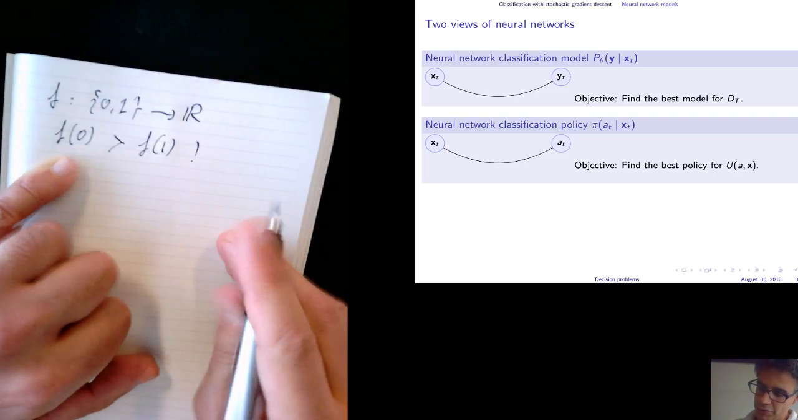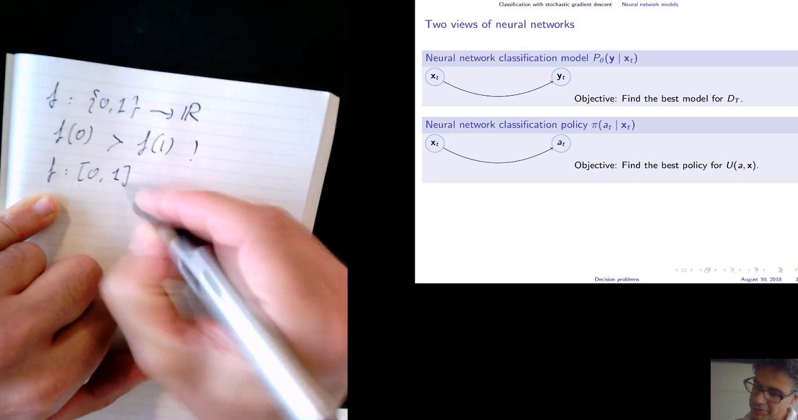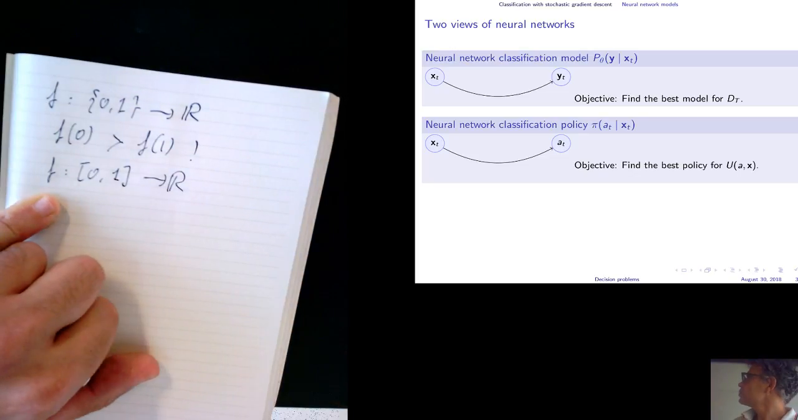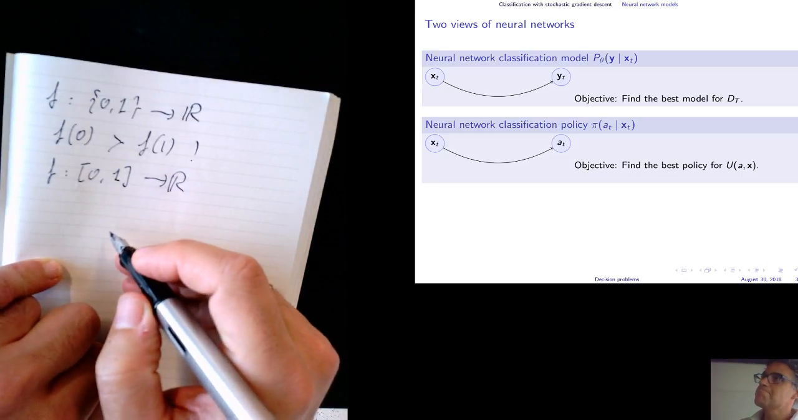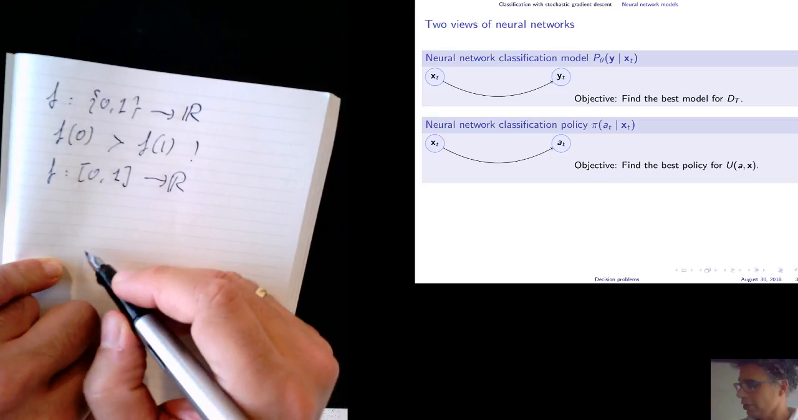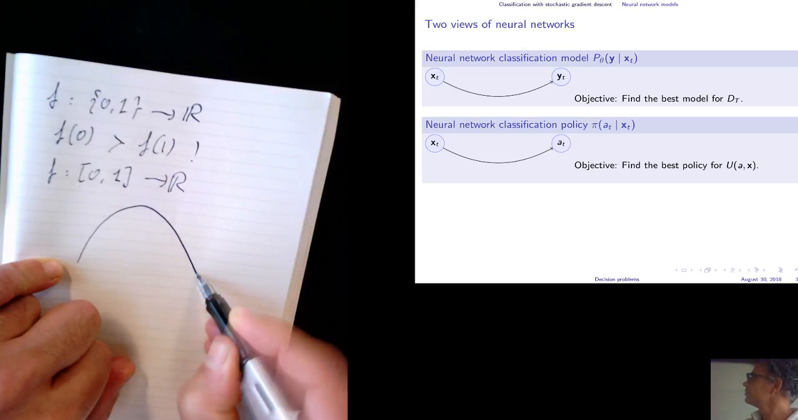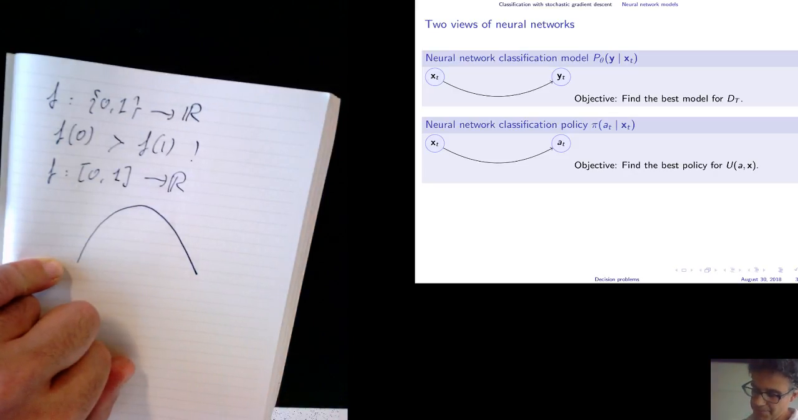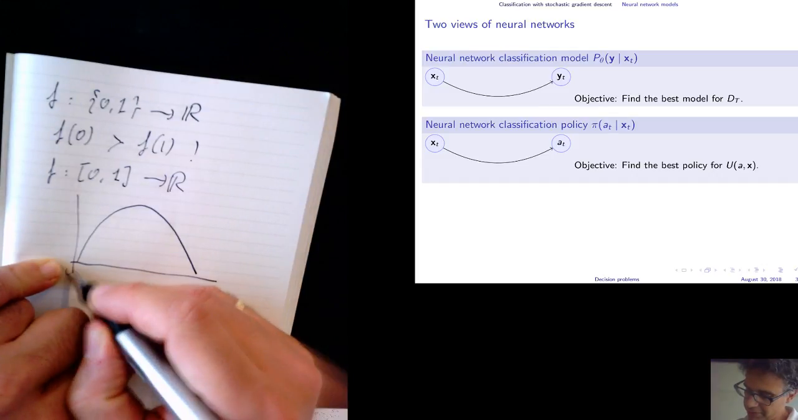But let's say the function is continuous, f from [0, 1] to the real numbers. Now, how do we find the maximum? We can take all the points, but there's an infinite number of them. Or you can use what is called a local algorithm. Let's assume that the curve is like this, concave, where 0 is here and 1 is there.